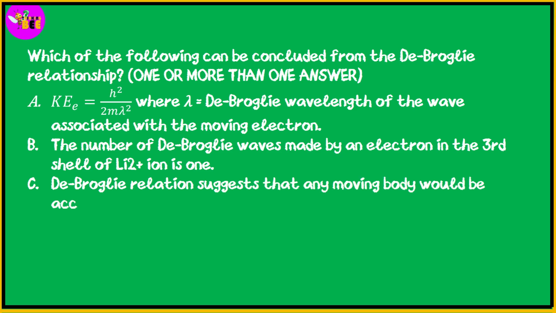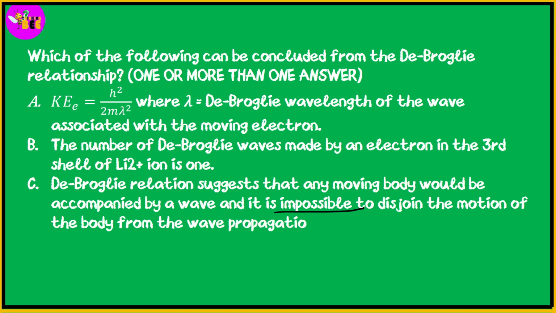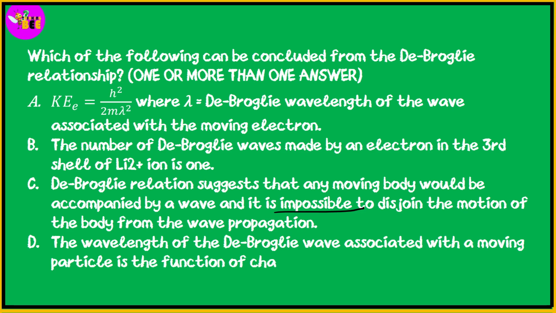The de Broglie relation suggests that any moving body would be accompanied by a wave, and it is impossible to disjoin the motion of the body from the wave propagation. And option D, the wavelength of the de Broglie wave associated with a moving particle is a function of charge on the nucleus of the particle. Now, we need to find which of these is correct regarding the de Broglie relationship.